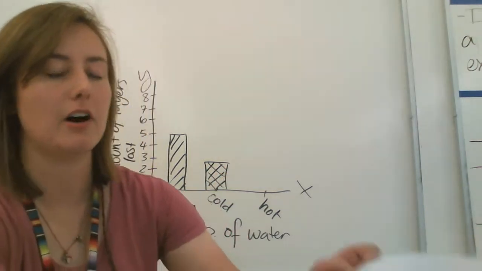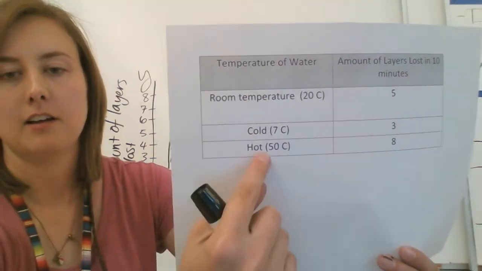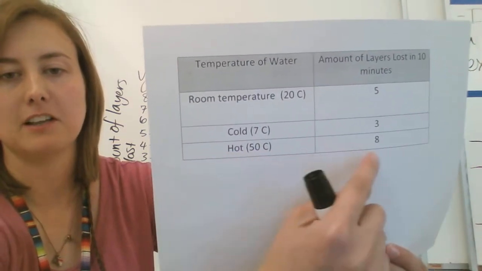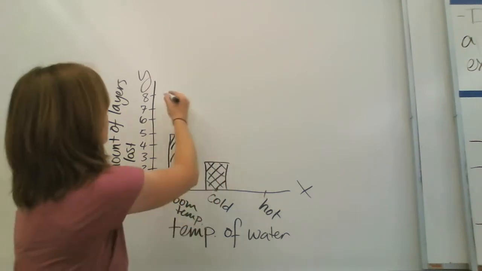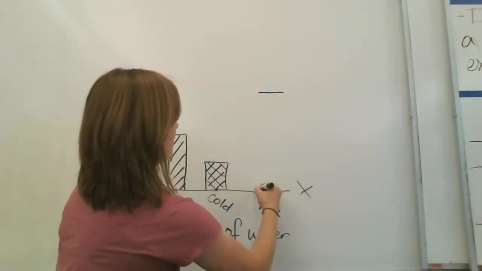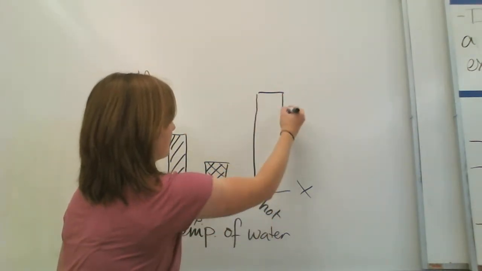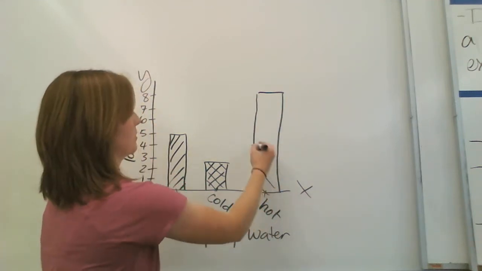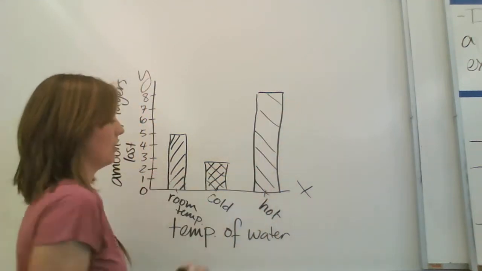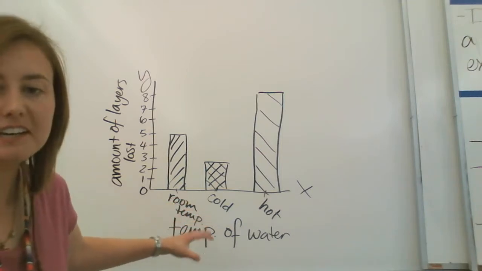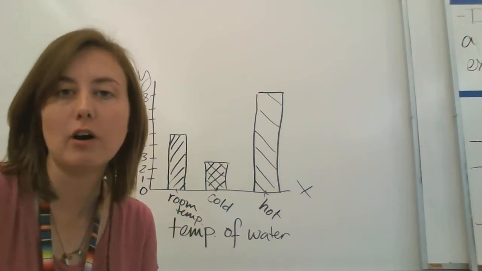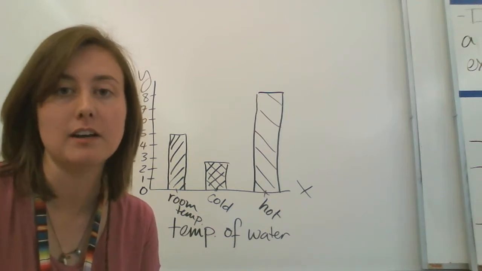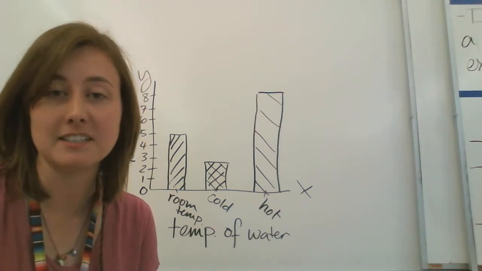And then the hot water, in my hypothetical results, it lost 8 layers. So the hot water bar, I'm going to go up to the 8, which is about to there. And I'm going to do slightly different shading in that one. Okay, so now we can see easily with our bar graph which temperature of water makes it lose layers more quickly. Our bar graph is missing one thing, and that's a title.